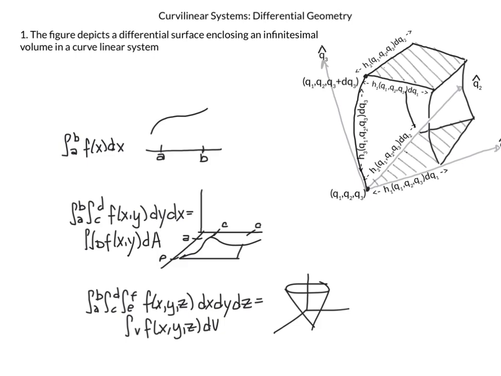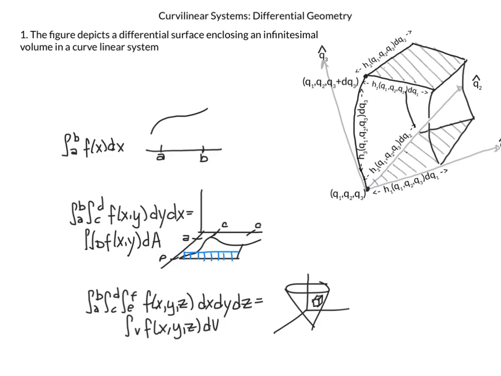So it's like a hypersurface in 4 dimensions. But the idea is this f of x, y, z represents a value over a small volume piece of our domain. In much the same way over here, we had little area pieces. We divided up our domain into little areas.